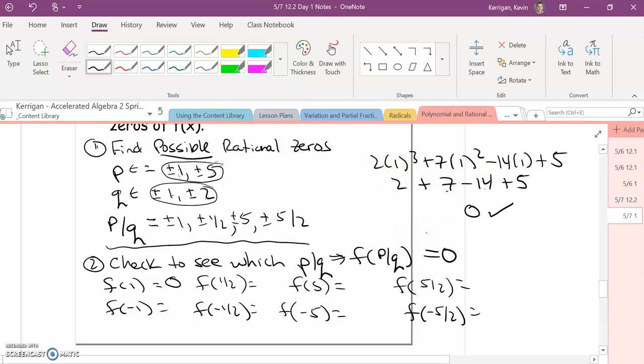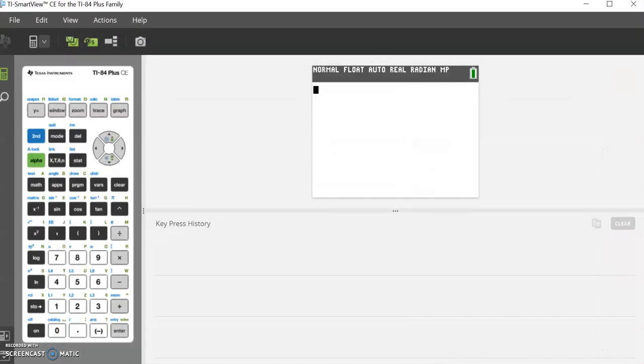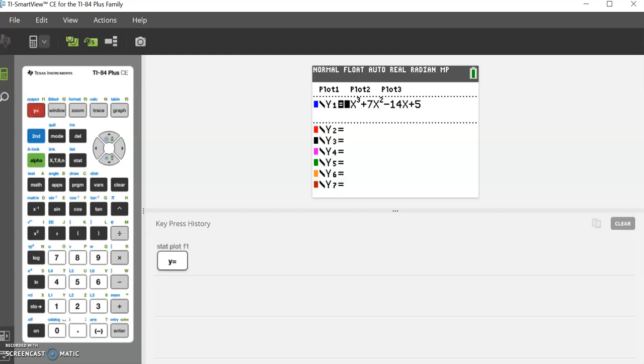So what I suggest you do is use your TI-84, okay? Or you can use the TI Smart View that's right on your laptop. If you just go into y equals, the top left button, and just type in the function that you were given, I did that right here, okay?